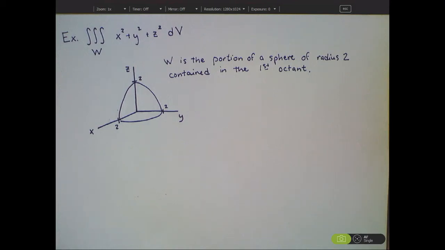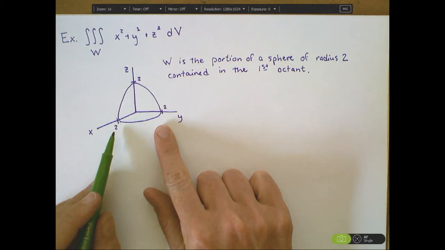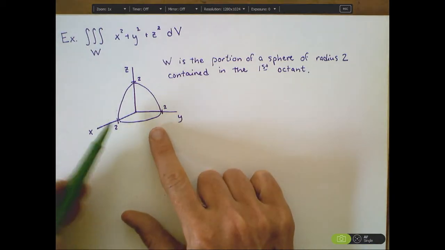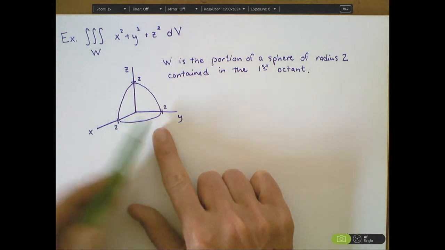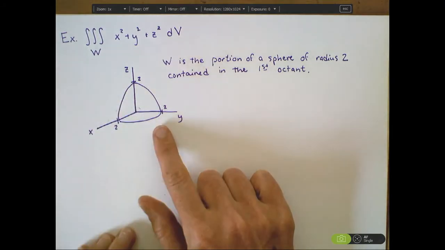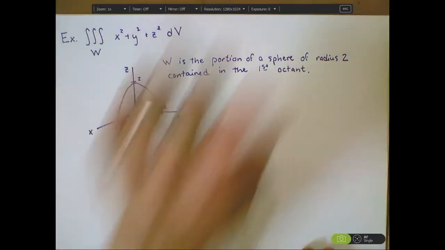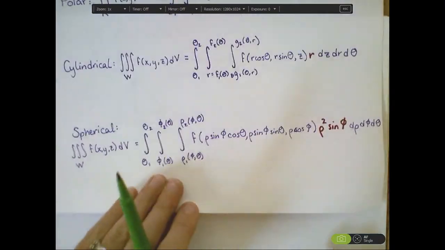In this final example, we're going to do a triple integral again, and this time we're integrating over a portion of a sphere of radius 2 contained in the first octant. So that means that we're only using the positive x, y, and z values that are the entire interior of the sphere shape.